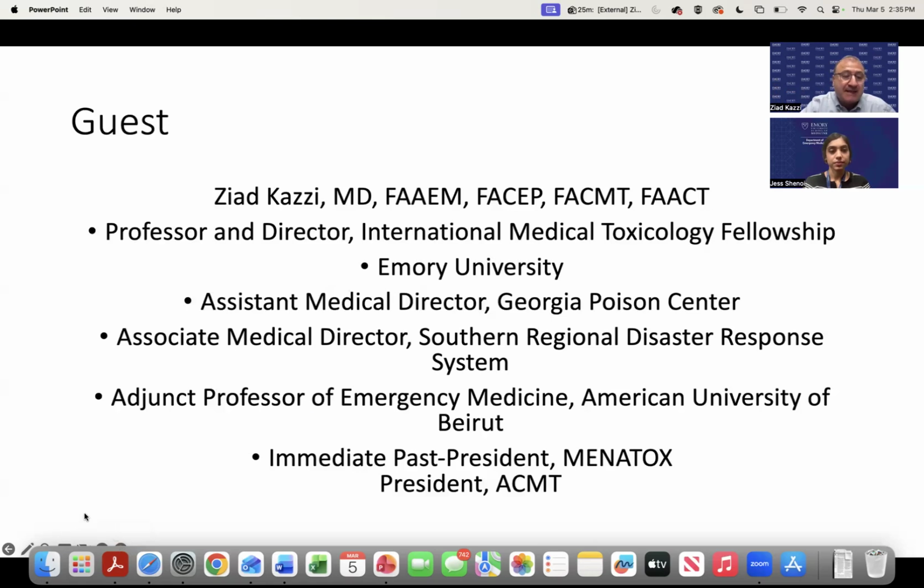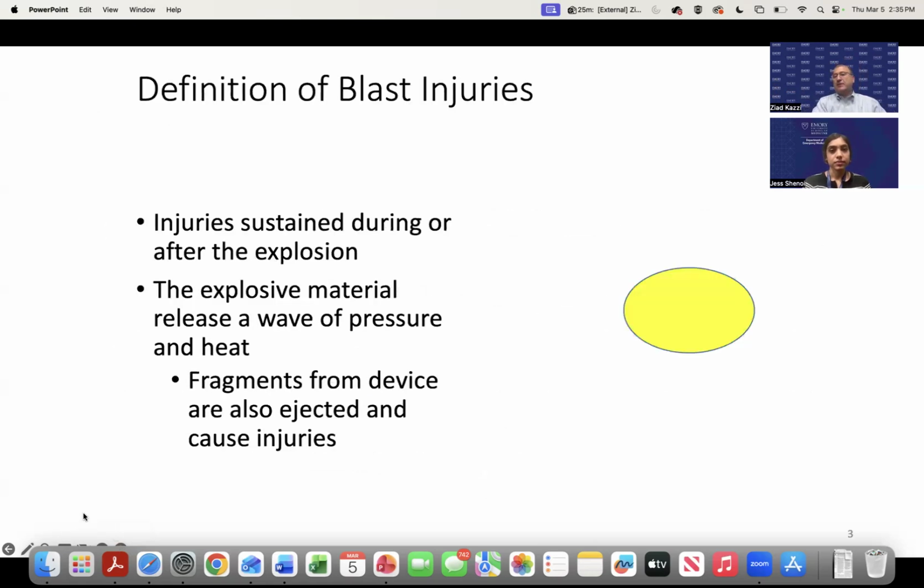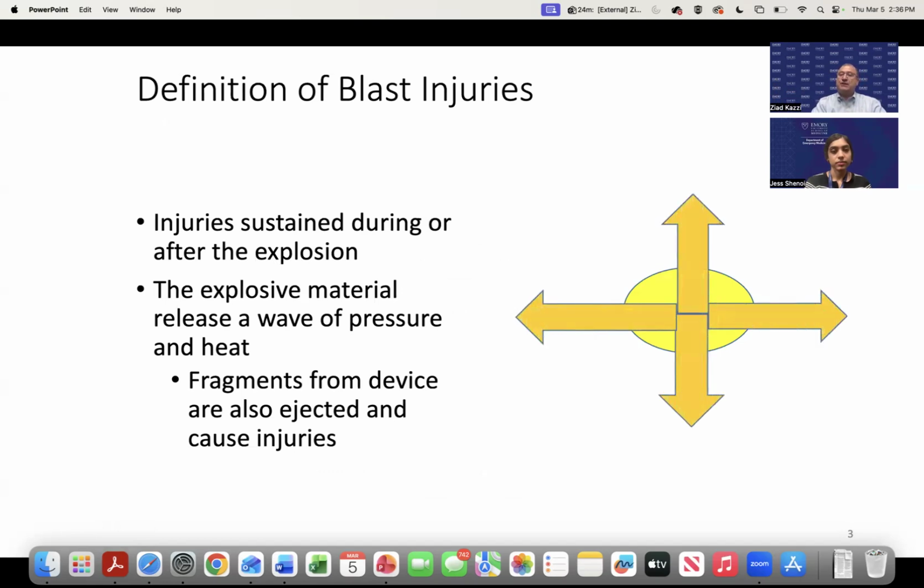Now, like I said, it's important to remember that every explosion is from a chemical. Even gunpowder is a chemical per se. And again, this is what I like to show here in the schematic. This chemical is going to release energy in the form of pressure and heat. These are going to cause the injuries called blast injuries. Now, of course, this wave of pressure may also take with it fragments from the device or from the surrounding area of the device. These fragments can become projectiles and also cause injuries. We'll talk about that just a little bit in a few slides.